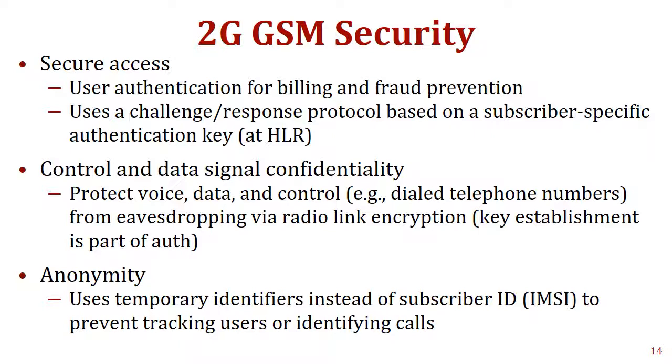Besides secure access, 2G also aims to have control and data signal confidentiality. So they try to protect voice, data, and control. What we mean by control is, for example, the number you dialed. And also they encrypt the radio link so that attackers cannot easily listen to your phone calls.